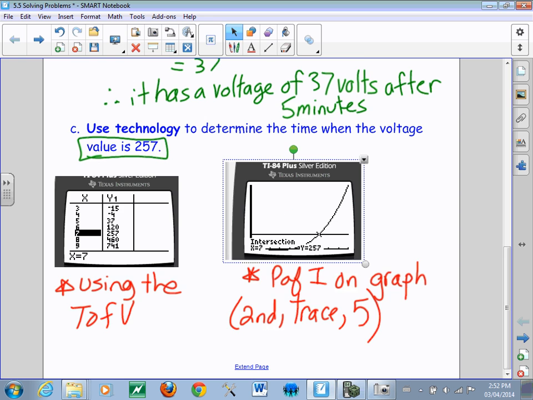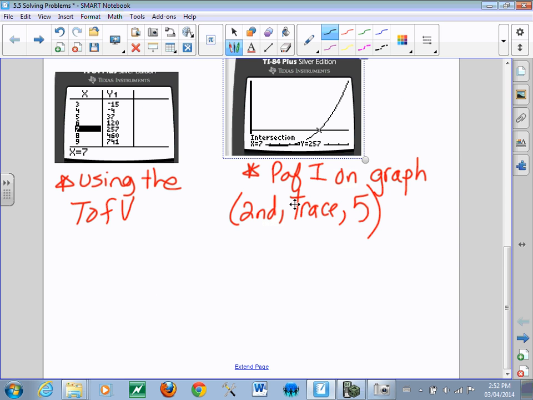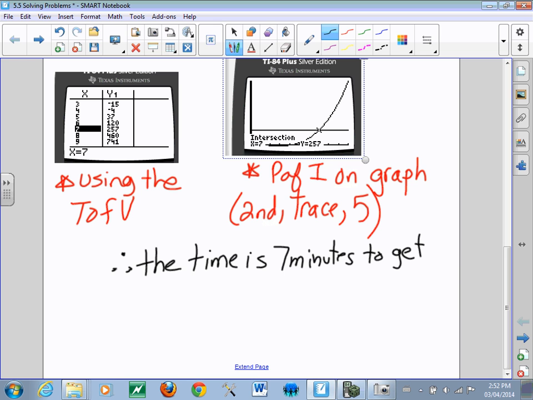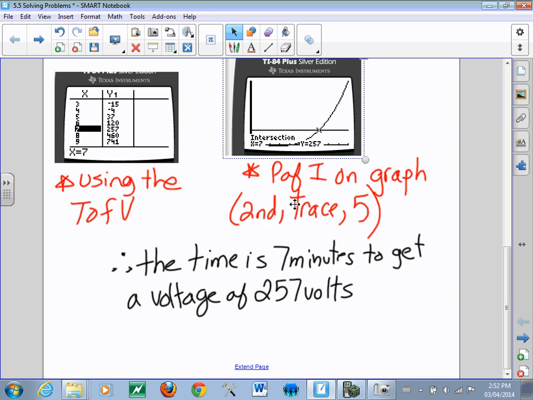All right, so don't forget, because this is a word problem, we don't just leave it as x equals 7. We're going to say, therefore, the time is 7 minutes to get a voltage of 257 volts. Good. So remember to relate it back to the word problem.